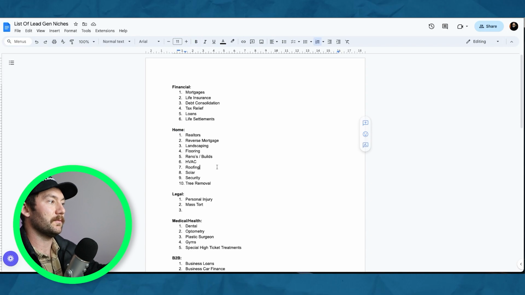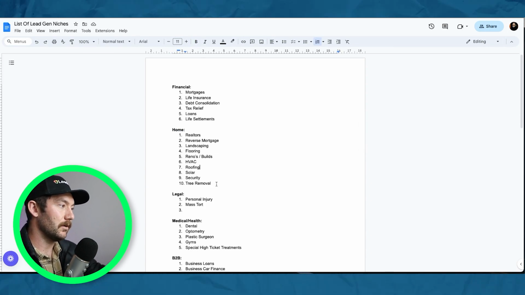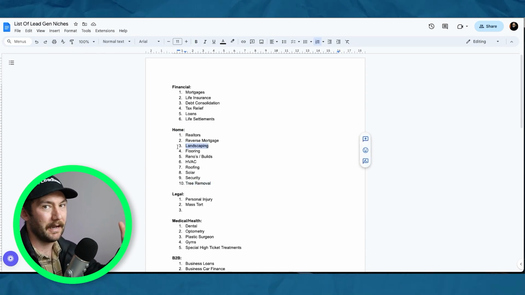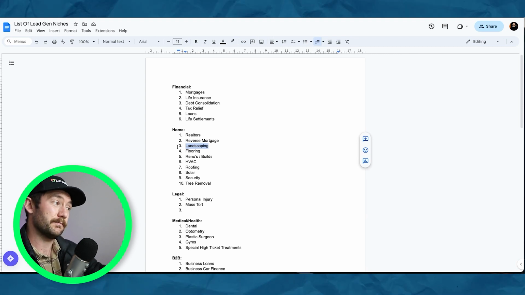I'm probably not going to be able to find a client in the home niche who buys huge volume. This definitely depends. This is not black and white. This is gray area here. But in the home niche, you're probably not going to find a tree removal guy or landscaping guy who's going to buy 100 leads a day. It's pretty unlikely unless you can get on board with a big franchise.